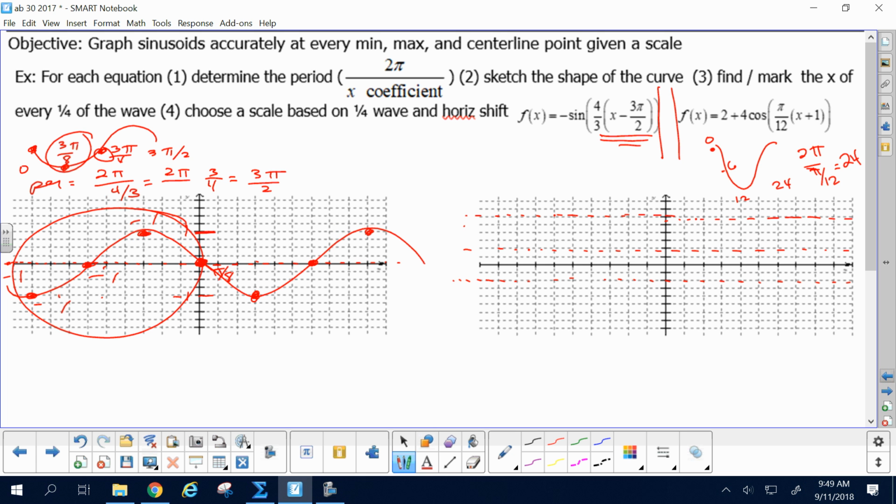Anybody at your scale yet? Horizontal scale? What's your horizontal scale? Going by? I would go by 1s myself. I guess you could also go by 2s. It wouldn't be terrible, but I'd like 1 better. Am I getting a full wave? I can do a full wave if I go by 1.